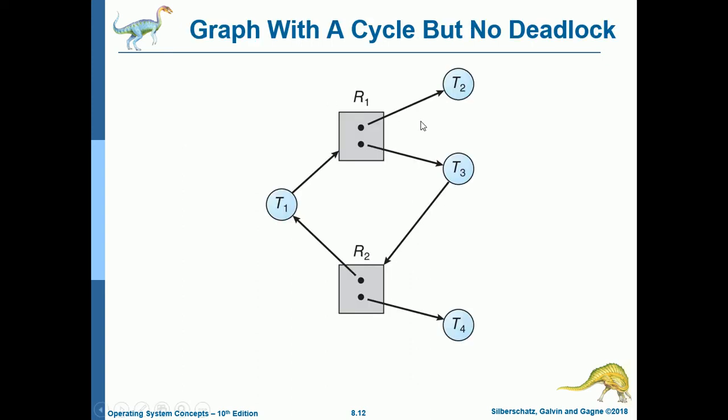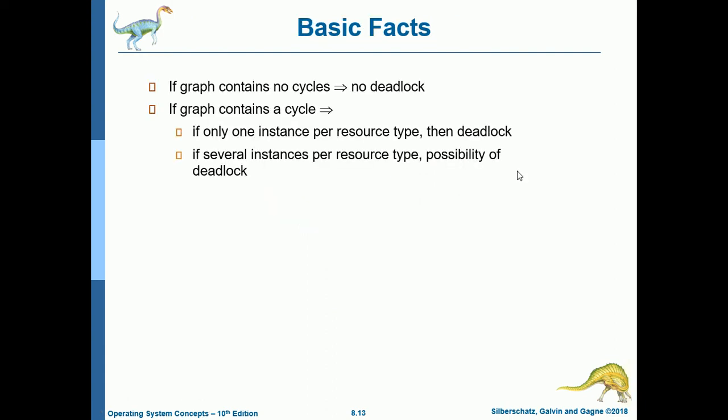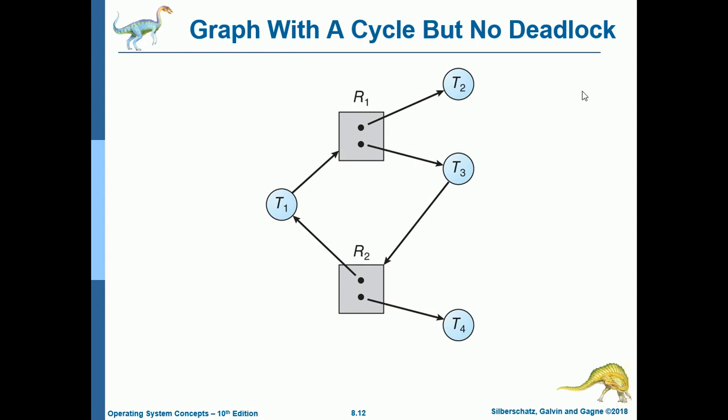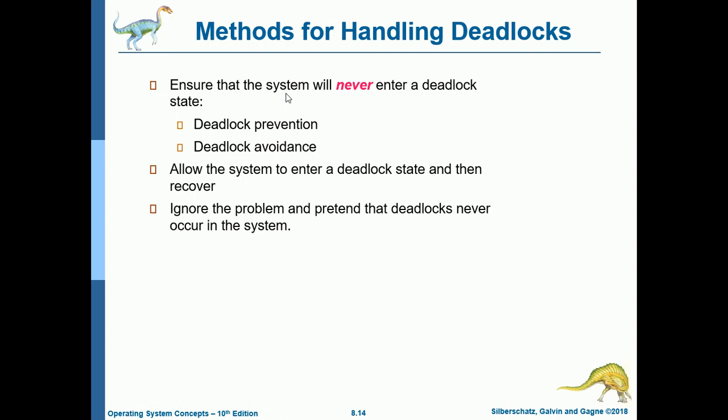For this example, since the resource type has 2 instances, if T sub 2 and T sub 4 have already finished their execution, then they don't need to wait for the resource. It will be allocated to the processes or threads that need that particular resource. If there are several instances per resource type, there is a possibility of deadlock. Possibility, but not definitely a deadlock, because again, in the example illustrated here, though there is a cycle, there is no deadlock.